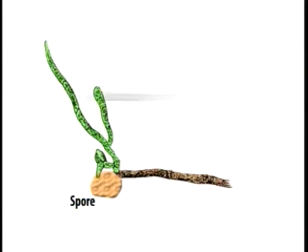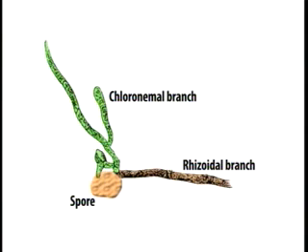The chloronemal branches are characterized by the presence of chloroplasts in their cells. They are either prostrate, growing along the substratum, or may become upright. The rhizoidal branches, on the other hand, have oblique cross walls and grow downwards into the soil. The rhizoidal branches absorb water and minerals from the soil. The chloronemal branches give rise to many minute buds.